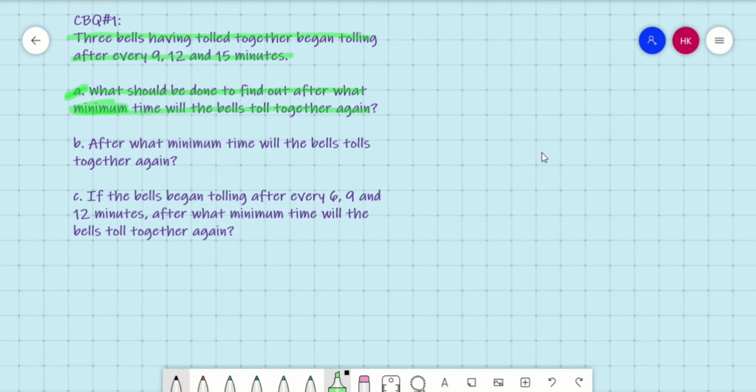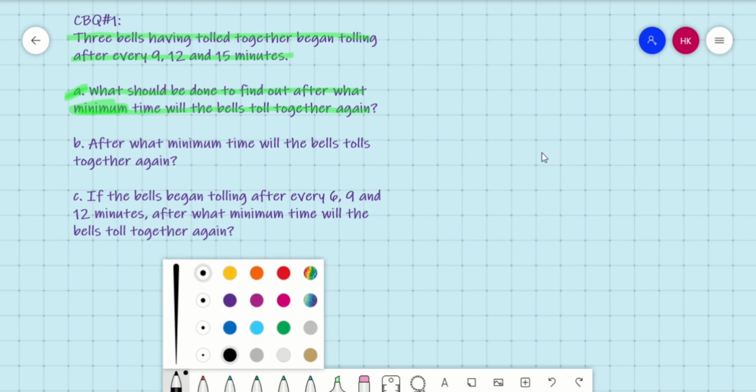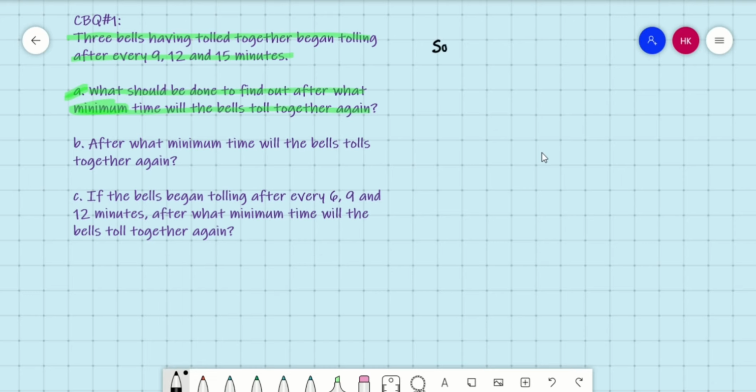So how can we write the answer here? We can write like solution number A. In question number A, instead of what, we just write LCM. So LCM should be done, because the question asks minimum time. LCM, L means least common multiple, and minimum also indicates it is lowest or least or smallest.